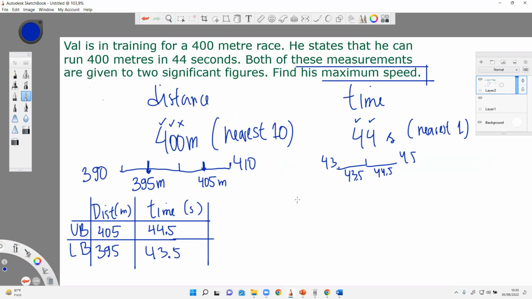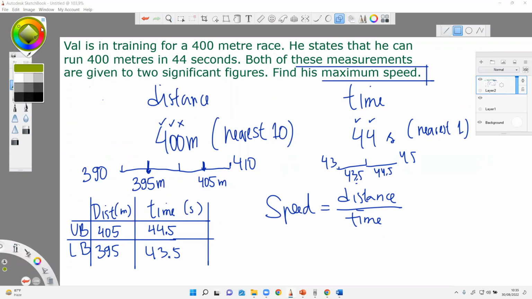Do you know what is the formula of the speed, guys? Distance divided by time. Any other answer? Yeah, distance over time. Now, the hard part will be given right now. Please again pay attention. This is the harder one. In order to find the maximum speed, what do you have to do?